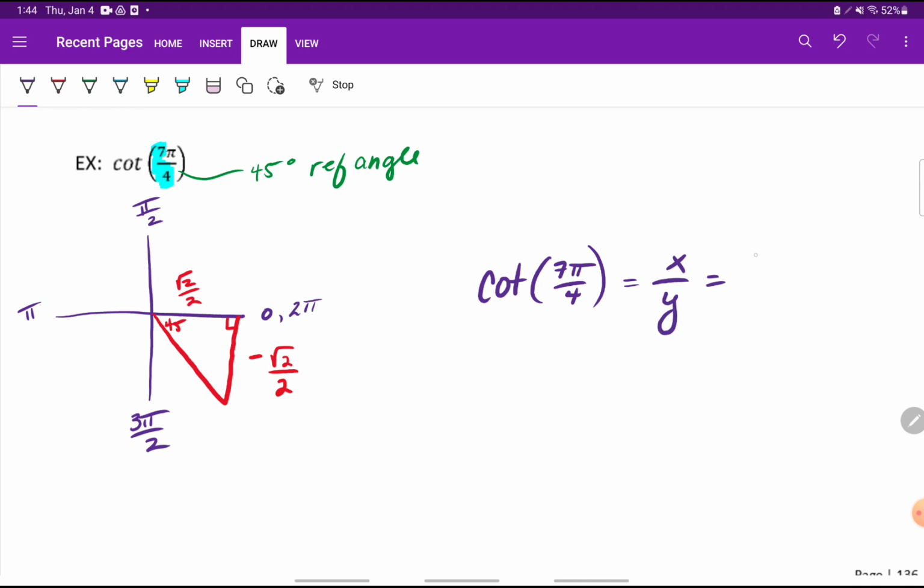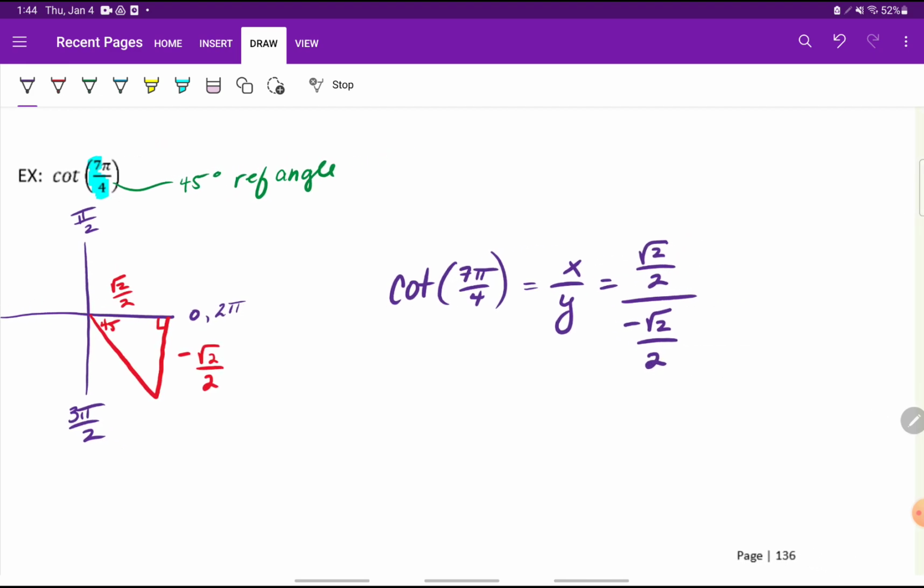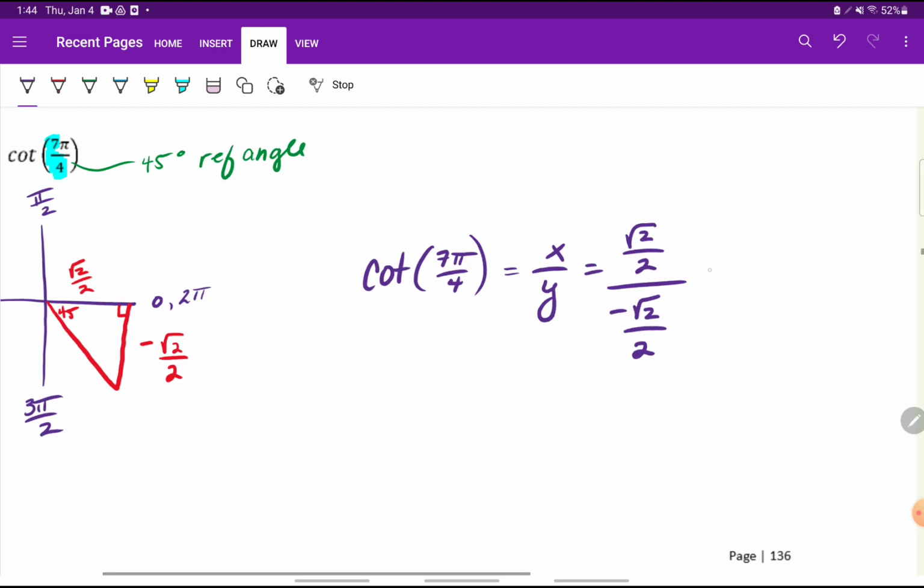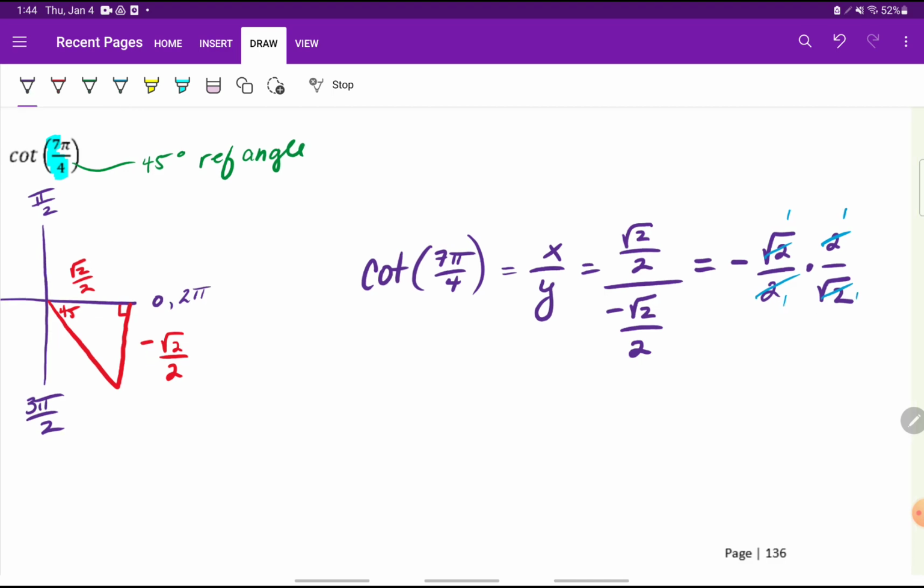So I'm going to take my x value, positive square root of 2 over 2, and divide it by our y value, which is negative square root of 2 over 2. A positive divided by a negative is going to be a negative, so I already have it in mind that my answer is going to be negative. So I'll just write that, and then to simplify it, I'm going to multiply by the reciprocal of the second fraction. Notice that everything cross cancels out. This simplifies to be just -1.